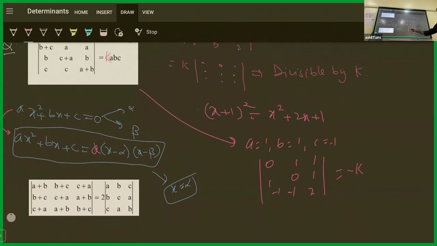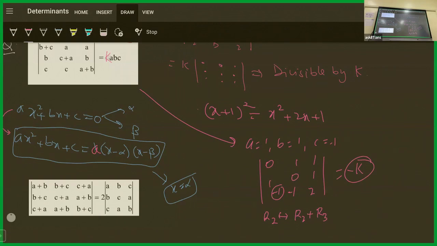You can use the operation row 2 plus row 3. Now what will happen if you add these two? In row 2 we are adding row 3, so 1 minus 1 will become 0. So in the first column we'll have two elements 0. Just expand it along the first column, and you are left with only this element here, and 1 minus whatever you will get, that will be equal to 4.